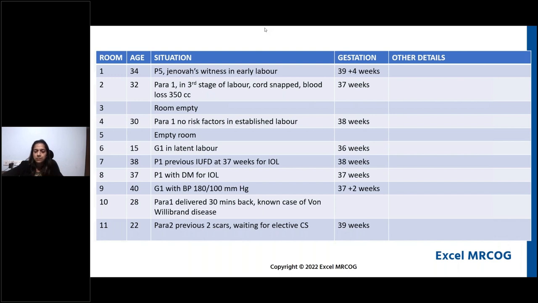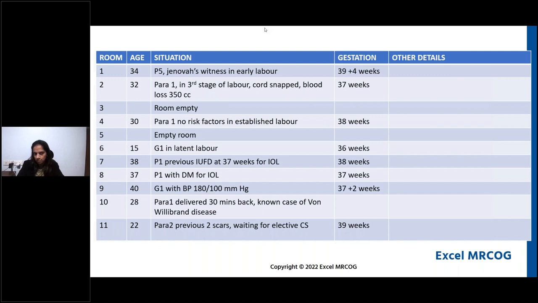Room 8, again, she is para 1, she is diabetic for induction. I need to know what type of diabetic, whether type 1 or type 2, whether she is taking regular insulin, how big the baby is, how she delivered in the previous delivery, and whether she had any soft tissue injury in the previous pregnancy. Then I want a full set of bloods, including kidney function test and liver function test, and do CTG monitoring and apologize for the delay in starting the induction.